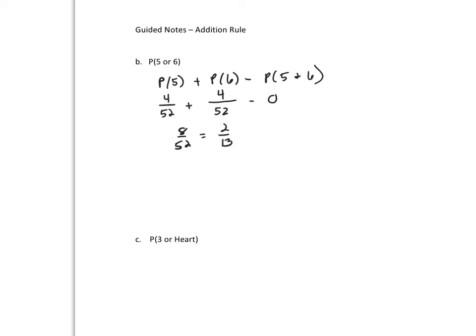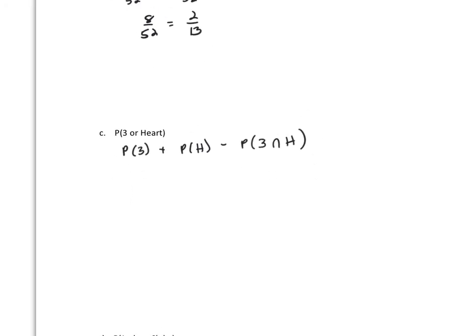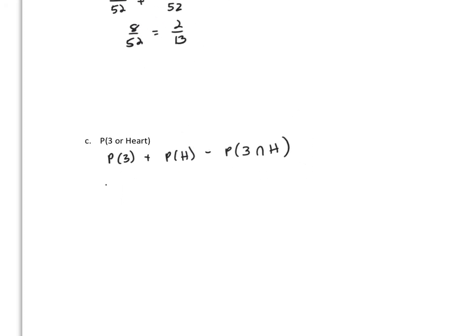Probability of a 3 or heart. Write it out. It's a probability of 3 plus the probability of a heart minus the probability of 3 and heart. I'll try to mix up my notation. A probability of 3. How many cards do I have? 52. How many are 3? There's 4 of them. Hearts. Well, total possibilities, 52. How many hearts are in a deck of cards? That would be 13.